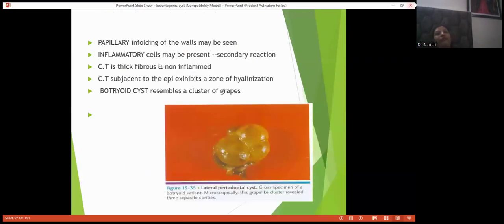Sometimes you see papillary foldings of the wall. Inflammatory cells may be present if it is secondarily infected. Connective tissue is again thick and fibrous, but it is not inflamed. The connective tissue subjacent to the epithelium exhibits a zone of hyalinization. Now, the botryoid cyst resembles a cluster of grapes. As you can see, it's a gross specimen of a botryoid variant. See, कैसा grape-like आपको appearance दे रहा है with separate cavities.